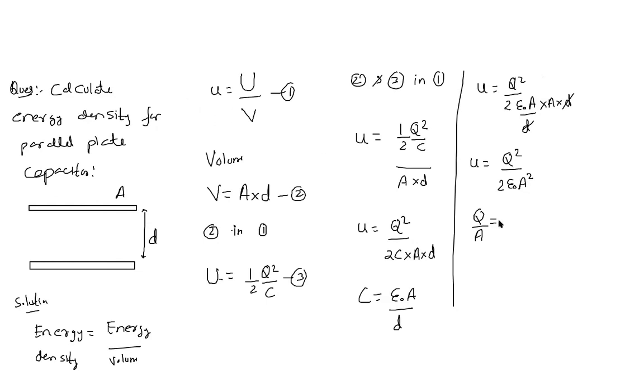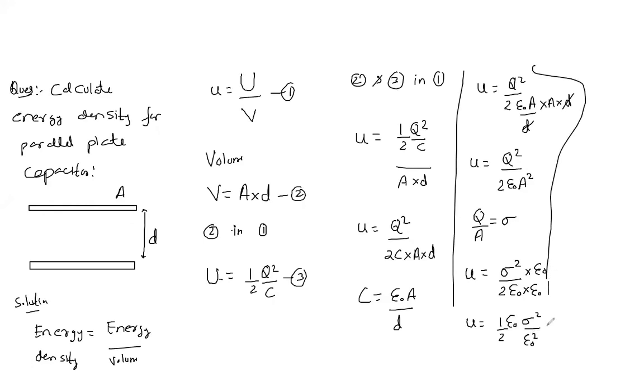Q by A is charge upon area. Sigma, charge density. Q by A is sigma, which is charge density. Instead of this Q by A, we can write sigma here. So your u is sigma square by 2 epsilon naught. If I multiply it with epsilon naught in numerator and denominator, this comes out to be half epsilon naught sigma square by epsilon naught square.